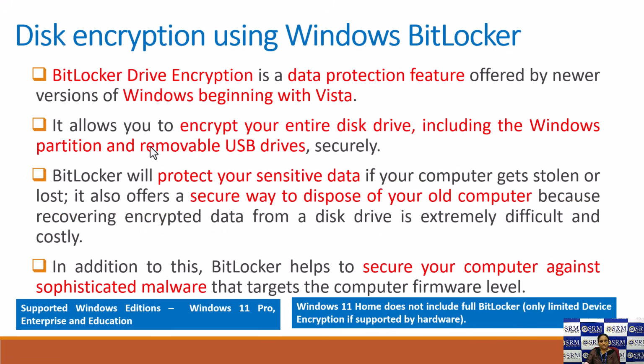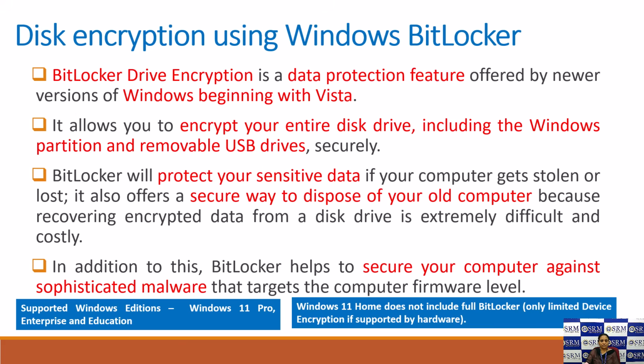The first one is disk encryption using Windows BitLocker. I want to encrypt my own source of data. Until now I taught you what encryption is, that is the conversion of plain text into ciphertext. Various methods are there. Suppose you want to encrypt your Windows data, what do we have to do? For that, we have to use an option called BitLocker.